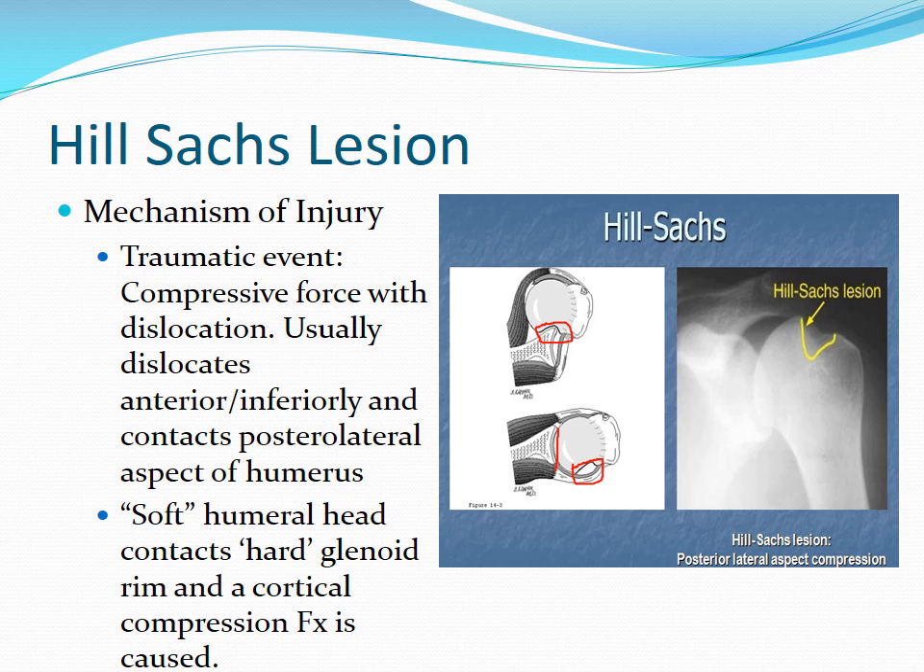All right? So anyway, this is considered a type of compressive fracture, and the humeral head is soft, and the glenoid rim is really a lot firmer by comparison, and so that's what causes the fracture in that posterior lateral aspect.